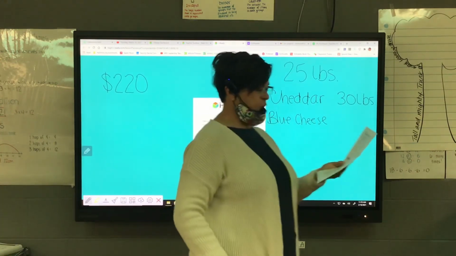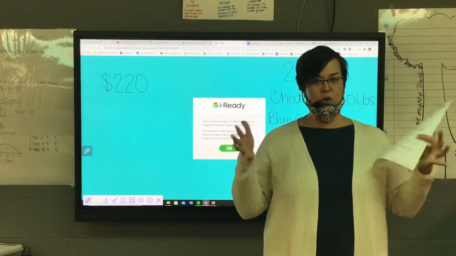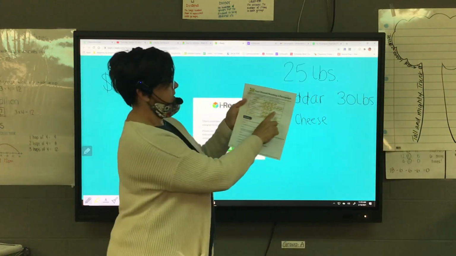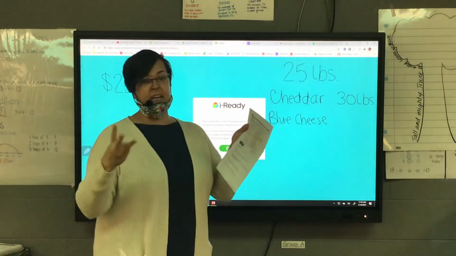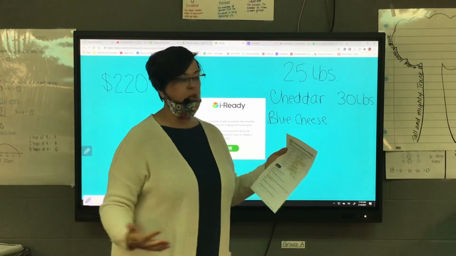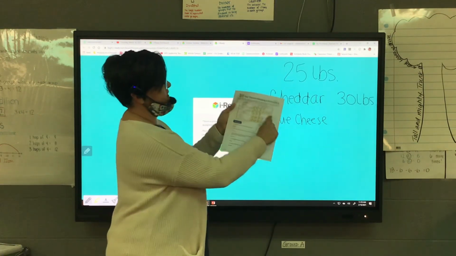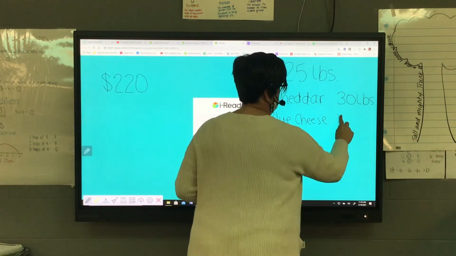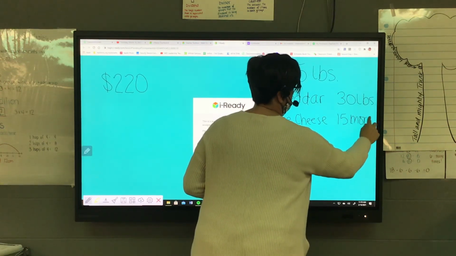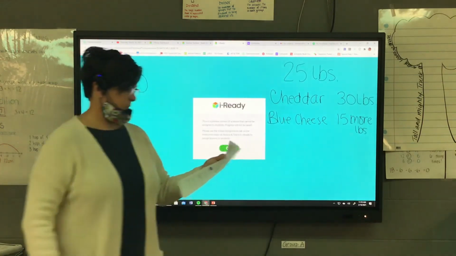And how much more blue cheese does Giovanni need to sell in order to make it equal with the cheddar cheese? 15. Right, 15, not 3, because we're skip counting by fives. That's what I kept telling you. So 5, 10, 15 pounds. Oh yeah, more pounds. Can you fit 15 pounds more?